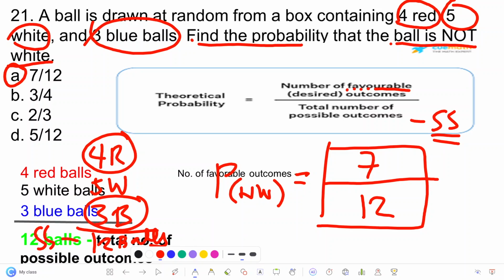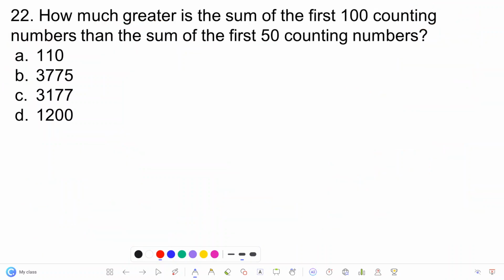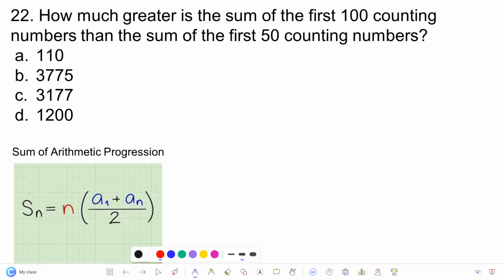Item number 22. Okay, item number 22. How much greater is the sum of the first 100 counting numbers than the sum of the first 50 counting numbers? Is it A, 110, B, 3775, C, 3177, or letter D, 1200? So, here we have a question of arithmetic progression. We will solve this using the formula for the sum of arithmetic progression. Ang S sub n is equal to n times a sub 1 plus a sub n over 2.